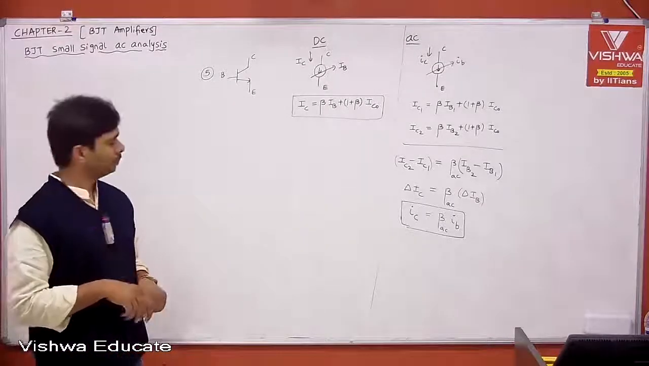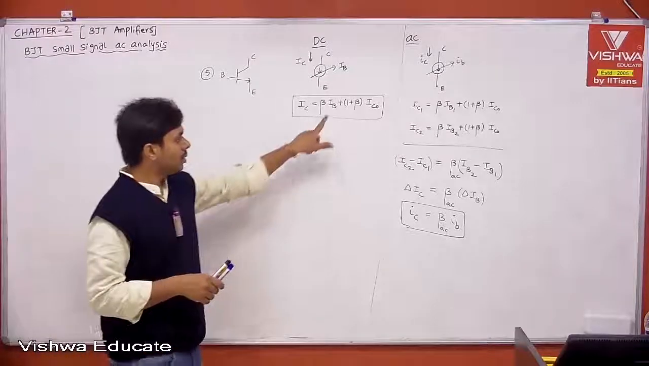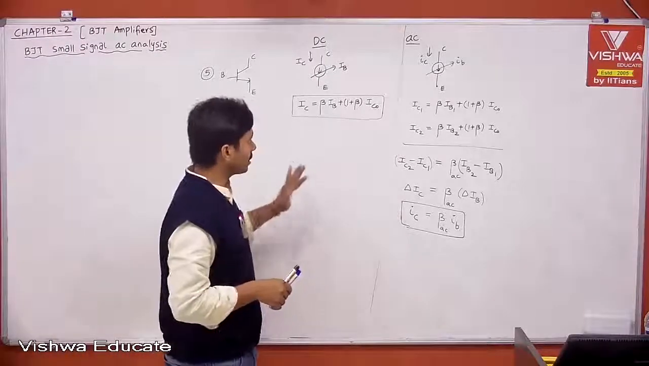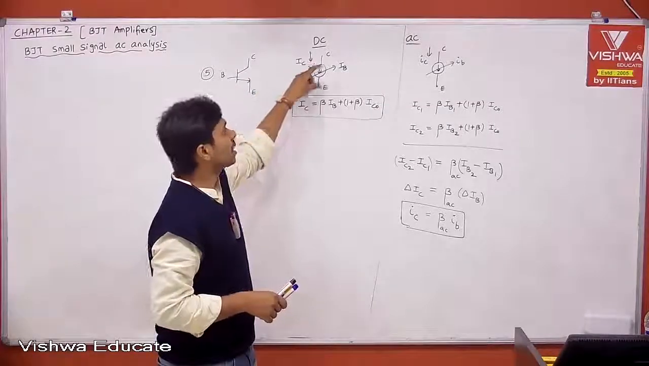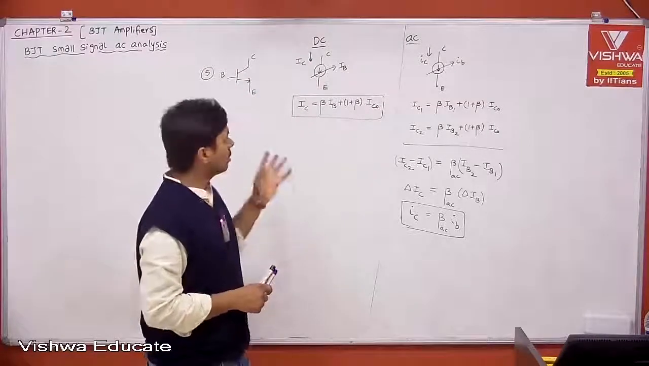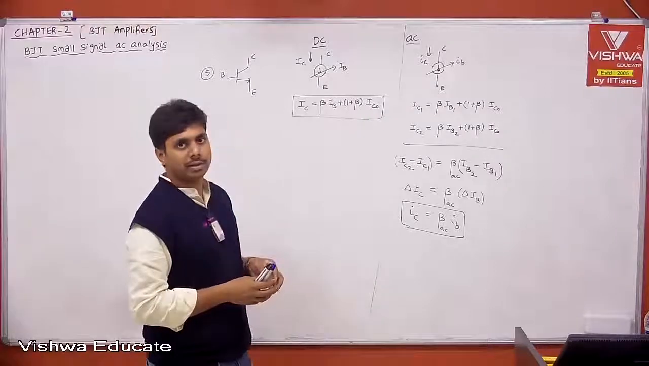Again, I am stressing a point. These equations are valid only when the transistor is in the active region, only when the transistor is represented with a current source. Therefore, we can use it for an amplifier.